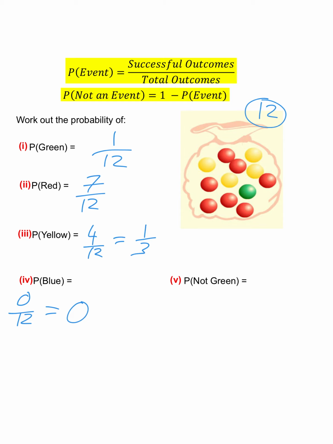Now, the probability of not green. So the probability of an event not occurring is 1 minus the probability of the event occurring. So we already know that the probability of green is 1 over 12, so we just have to do 1 minus 1 over 12. So that is going to be 11 over 12. And that's it.